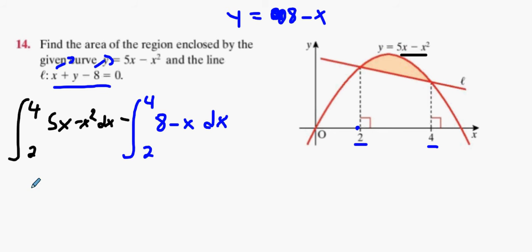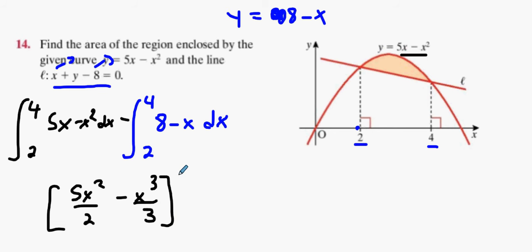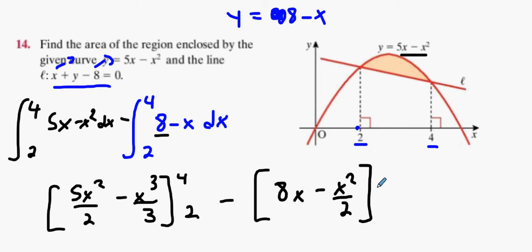What happens when you integrate 5x, Oscar? What you get? 5x squared over 2. Well done, 5x squared over 2. And what happens when you integrate x squared? X cubed over 3. Yeah, man knows his stuff. Okay, Killian, what happens when you integrate 8? 8x. Integrate x. X squared over 2. And it's 4 and 2.